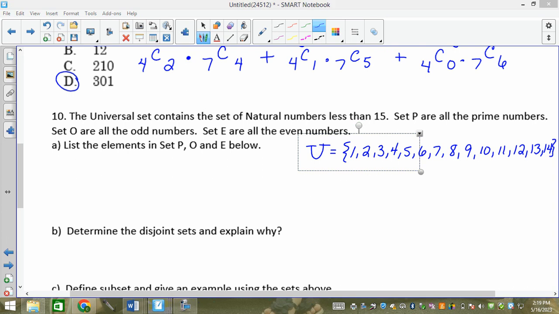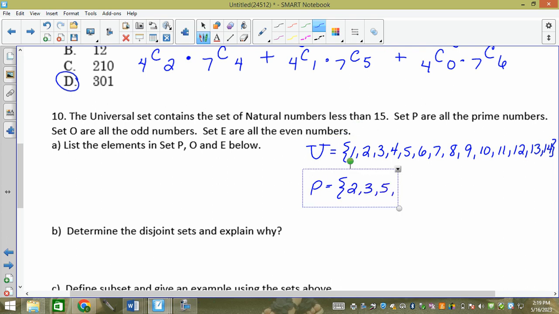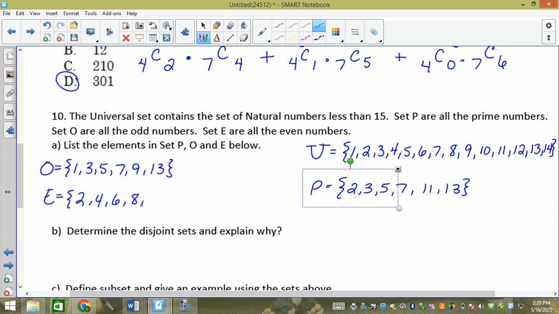All right. Set P are the prime numbers. What's the first prime number? 2. And it's the only what? Even. So if we list the prime numbers, it's going to be 2, 3, 5, 7, 11, 13. And then O is the odd numbers: 1, 3, 5, 7, 9, 13. And E is the evens: 2, 4, 6, 8, 10, 12, 14.